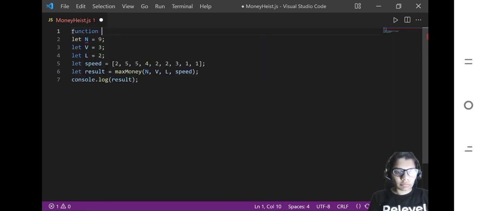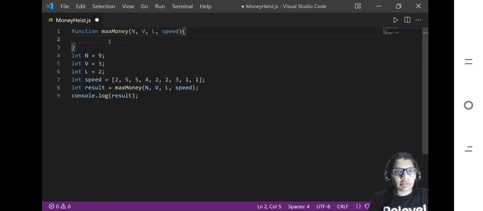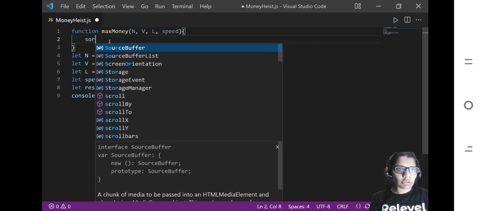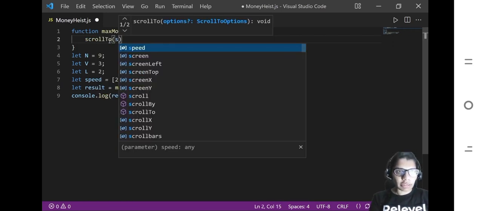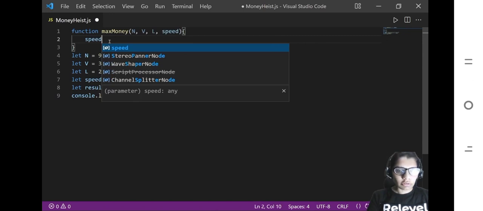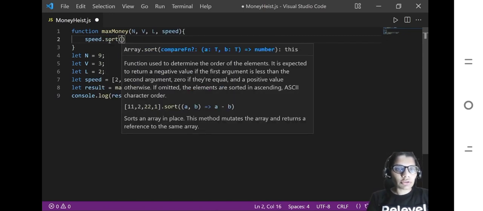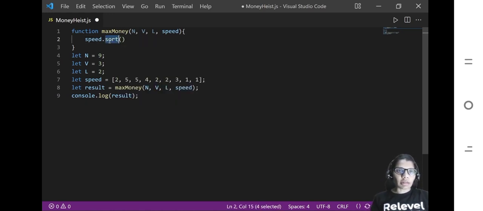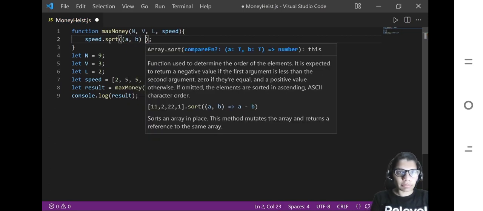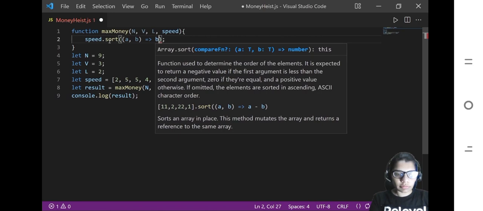Now let's just implement this function maximum money. So as we have seen, firstly we would sort our array of speed. So let's say we are having a sort function which would sort your speed array. So speed dot sort. The sort function takes a comparison function and it would tell you how to compare two values given to you. So to sort it in decreasing order, we will pass it that if you are getting two elements a comma b, then you are supposed to return b minus a.